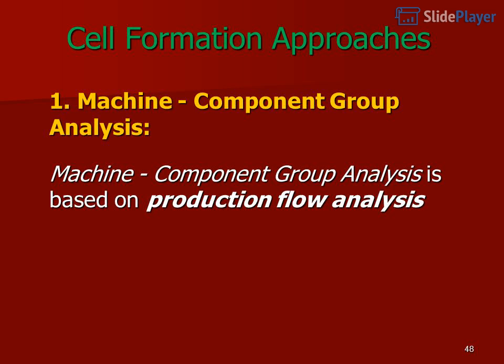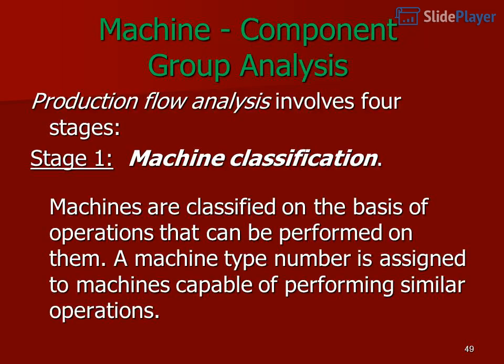Cell formation approaches. 1. Machine component group analysis. Machine component group analysis is based on production flow analysis. Production flow analysis involves 4 stages. Stage 1. Machine classification. Machines are classified on the basis of operations that can be performed on them. A machine type number is assigned to machines capable of performing similar operations.